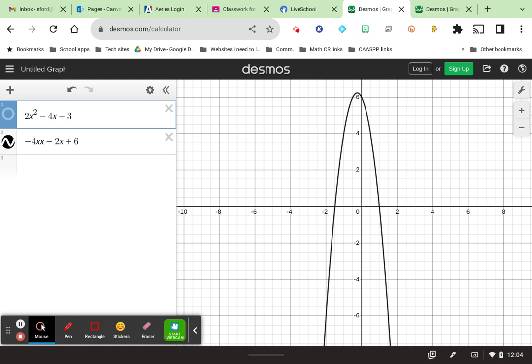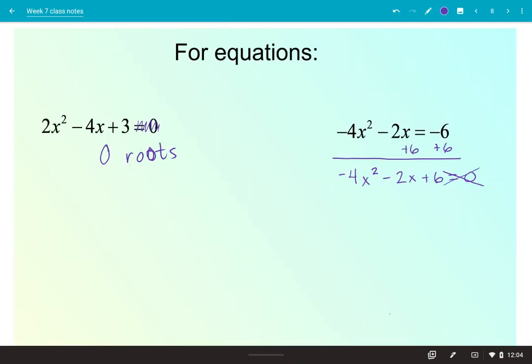Close the other one. Here's our second one. And here we can see it does cross the x-axis at 2 places. So this one is going to have 2 roots. So we're going to put this one into the column for 2 roots.